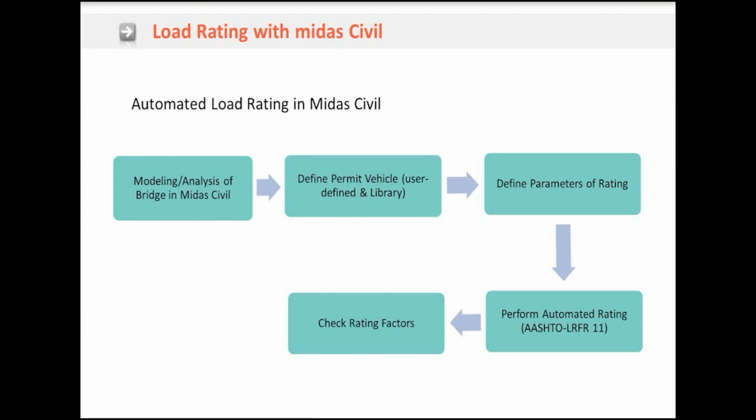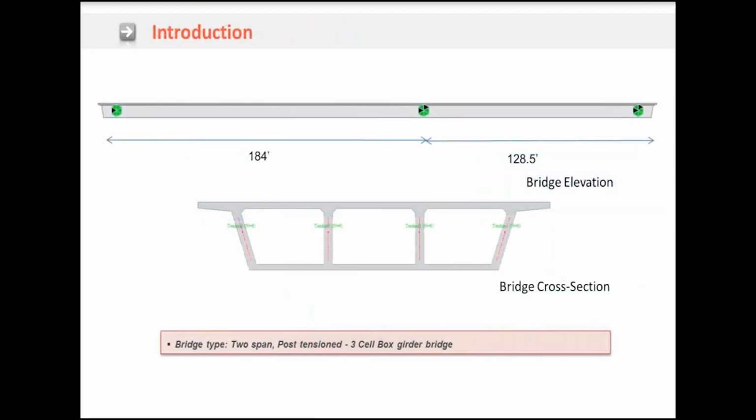Okay, just let me quickly talk about the model that we are going to create. It's a very simple model. It's going to be a two-span post-tension box girder bridge with 184 and 128.5 feet length of each span. And this is a cross-section. You see we have three cells, and we are going to post-tension and apply this post-tensioning tendon inside each web.